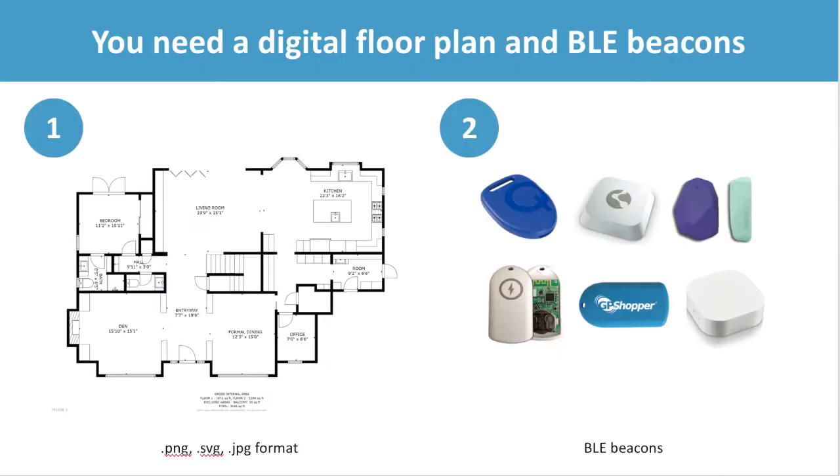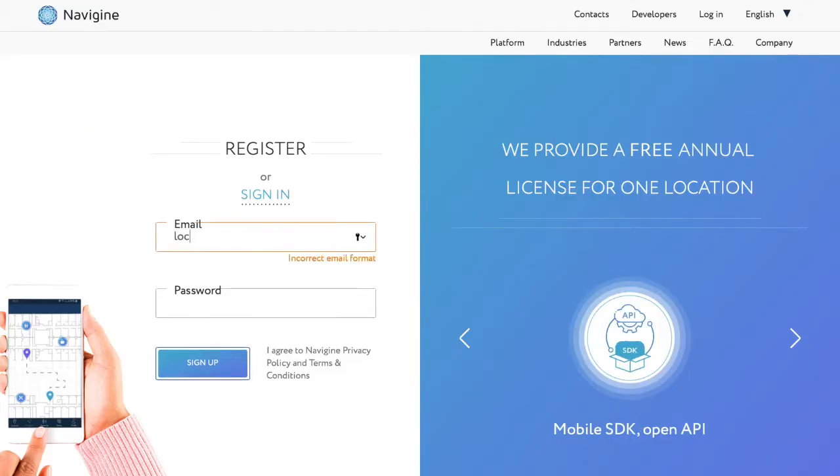For the first stage, you need a digital floor plan of desired location in PNG, SVG or JPG formats with maximum size 10 megabytes. Then you need beacons. Beacon is a Bluetooth device that you could buy from our partners or use your own trackers. Let's move to setting up a location.